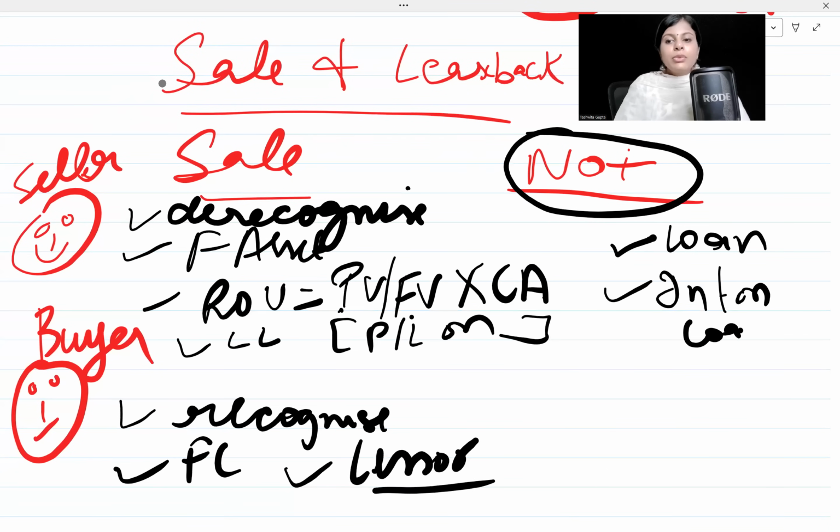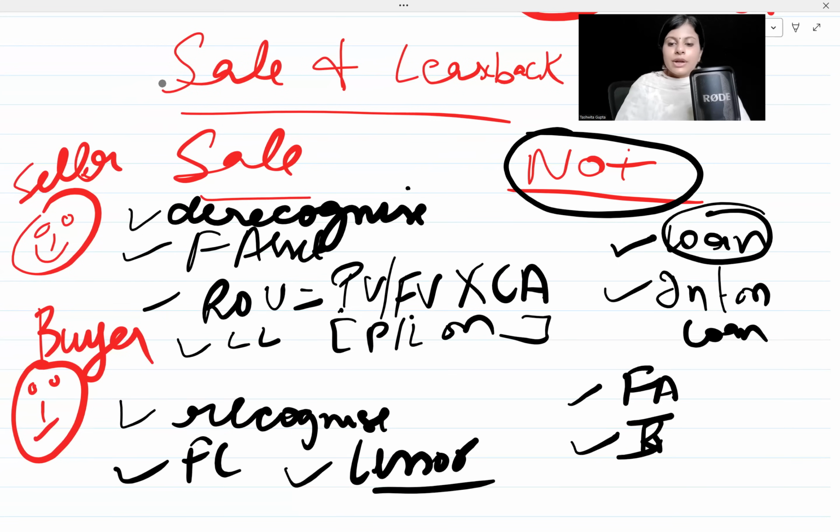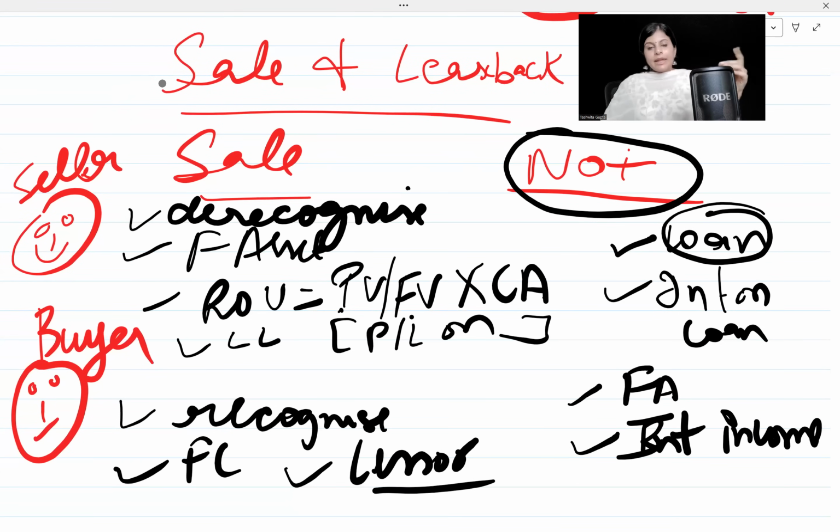And then what do you do in the books of the buyer? The buyer will similarly think that he has given a loan. So here the seller took the loan, and here the buyer is giving a loan. So he will create a financial asset. Whatever rent he receives will be treated as rent income, or you can say interest income, sorry, interest income. So this is what happens in case of sale and leaseback.